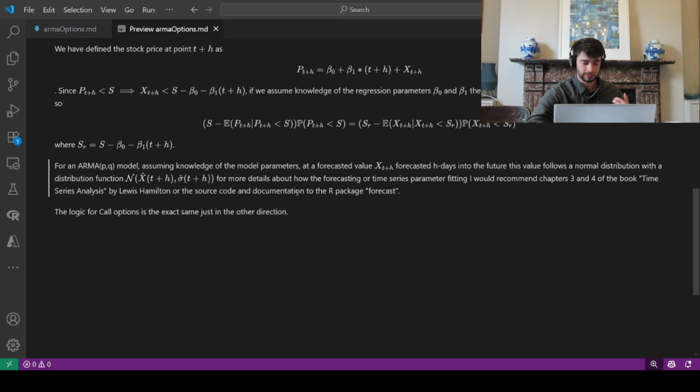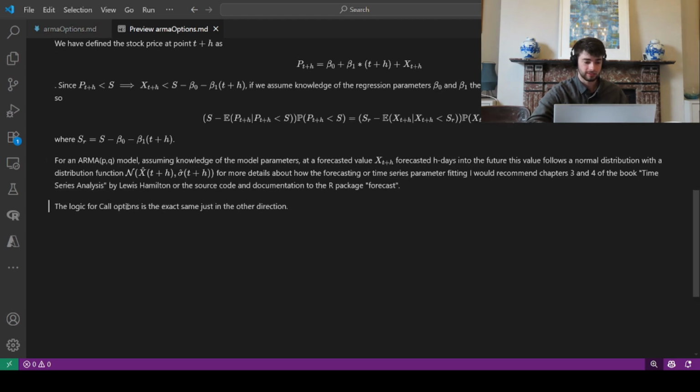I'm not going to go into detail about how the forecasting works or the time series parameter works. For that, I would recommend chapters 3 and 4 of the book Time Series Analysis by James Hamilton, or a package that was heavily used in my package is the forecast R package. And if you read the source code, it's very helpful to understand how forecasting is done in code and how model fitting is done as well.